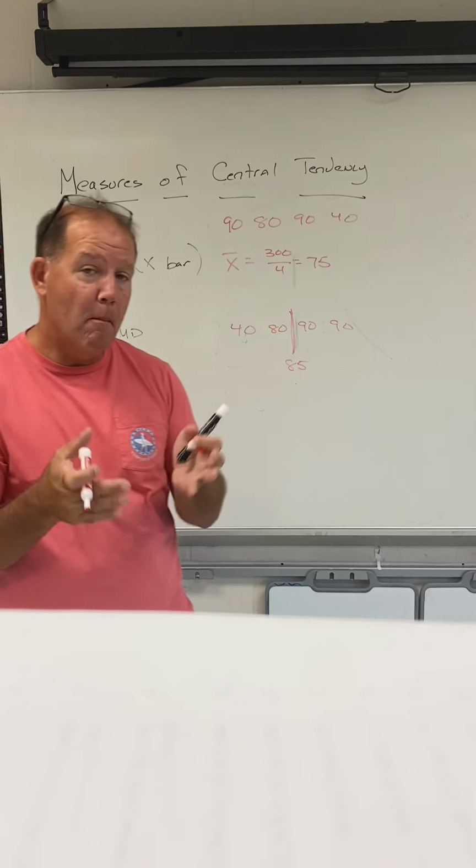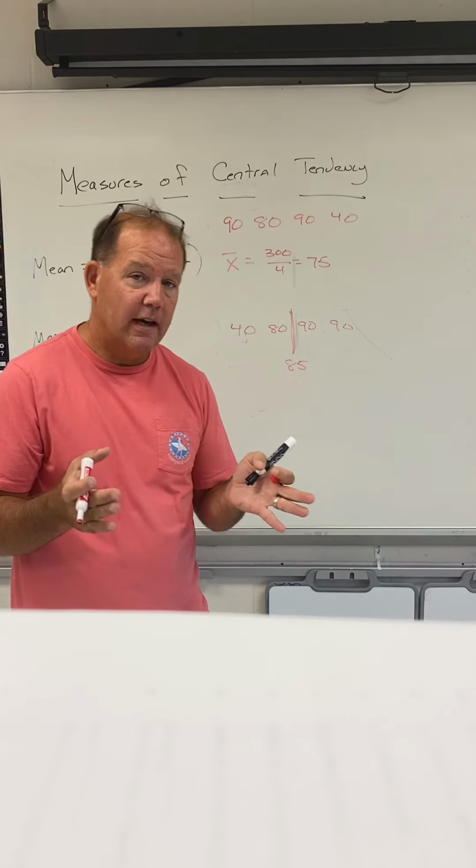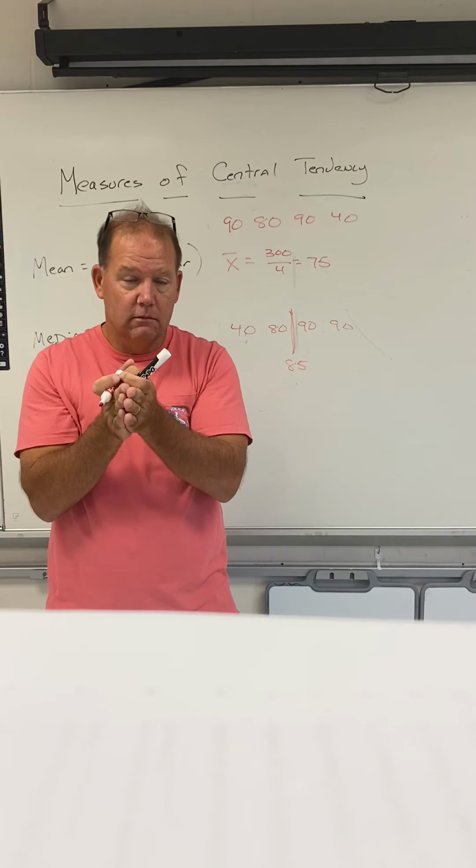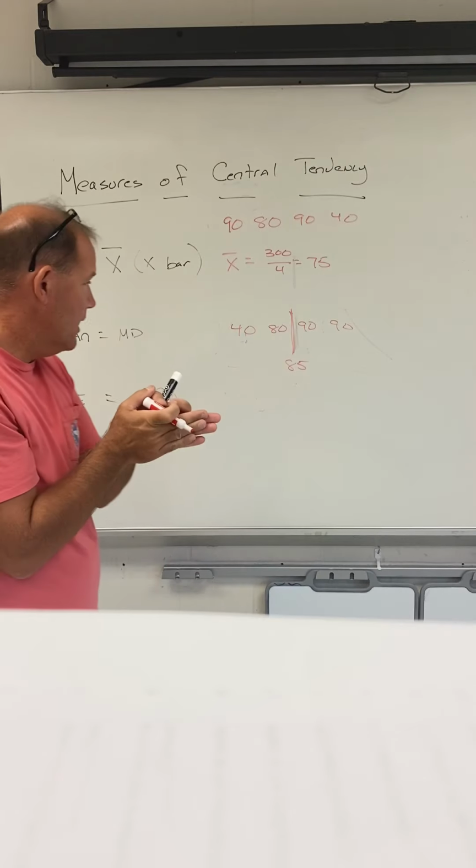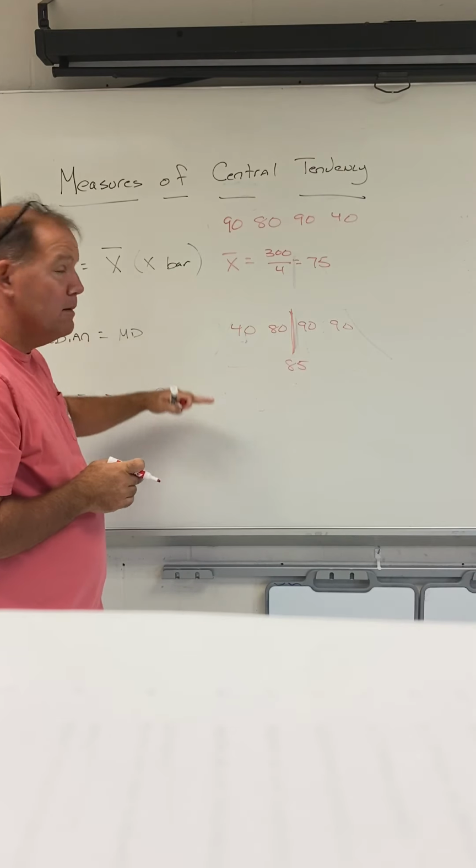So again, when we talk about measures of central tendency, we're talking about those measures in the middle. And the 3 most common ones that we are going to look at are mean, median, and mode.